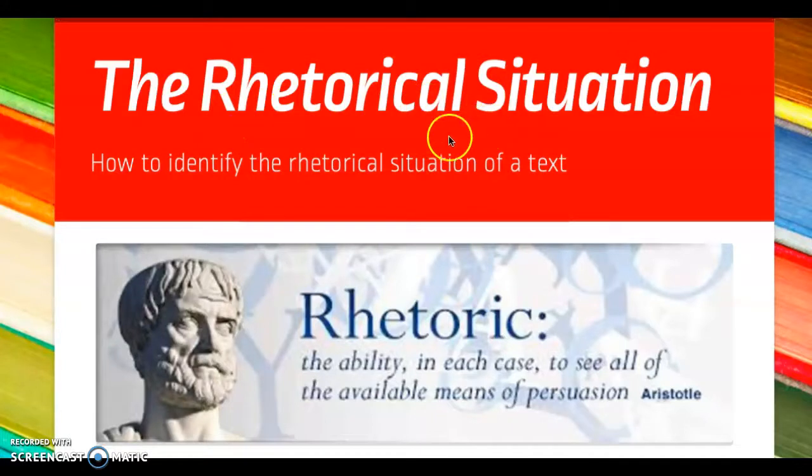Rhetorical comes from this word rhetoric. And rhetoric is the ability in each case to see all of the available means of persuasion. And this definition goes all the way back to ancient Greece, to Aristotle. And this is about persuasion. It's about trying to get someone to agree with you.